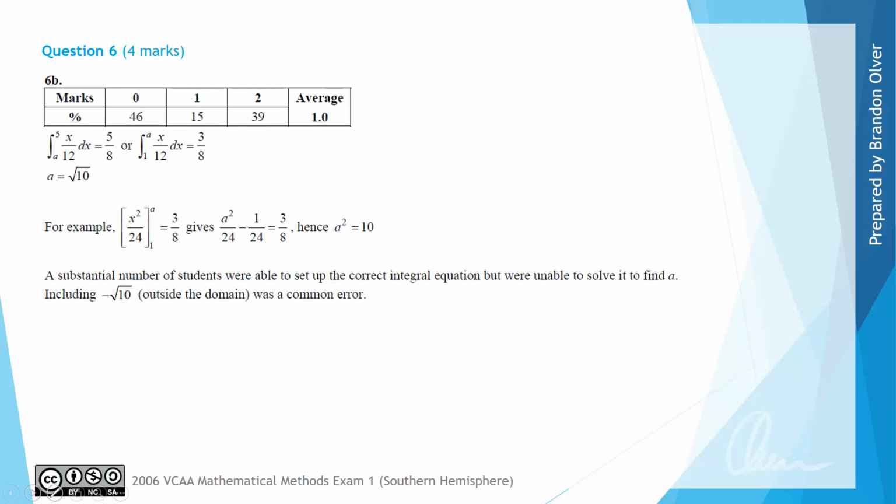From the examiner's report, we can see that about 40% of students got full marks for this by evaluating one of those integrals. The one we did, or an alternative one, would have been between 1 and a of x over 12 dx equals 3 on 8. A large number of students were able to set up the correct integral equation, but then they were unable to solve it to find a. Another incorrect response was including a equals negative root 10, which was outside of the domain, and that should be avoided when you've got this style of problem.